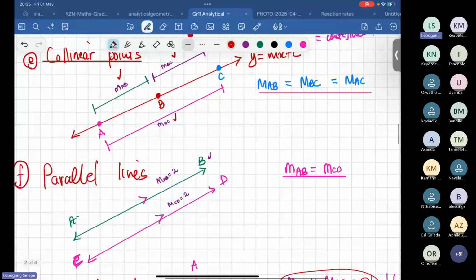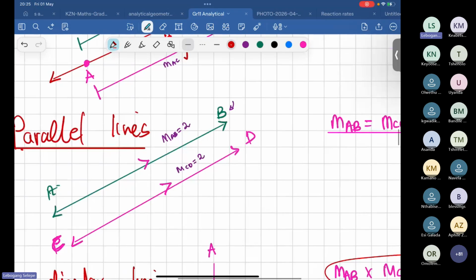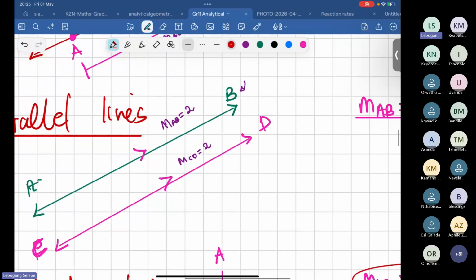Then we move on to parallel lines, right? Remember, what we're focusing on now is still gradients. We know that the gradient of parallel lines is the same, because two lines that are parallel will never meet. They are lines that have the same slope. So the gradient between parallel lines is the same.